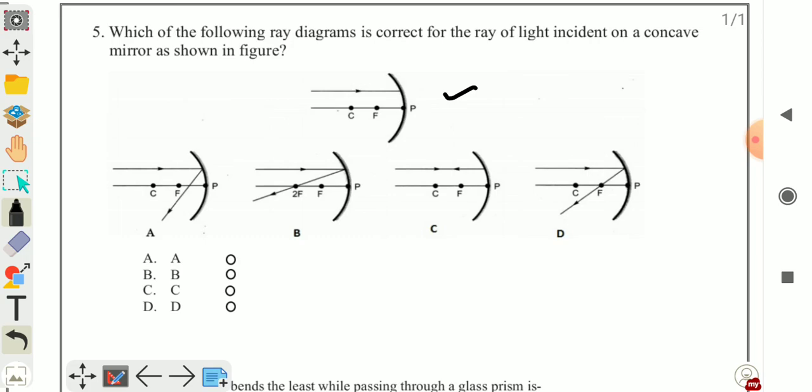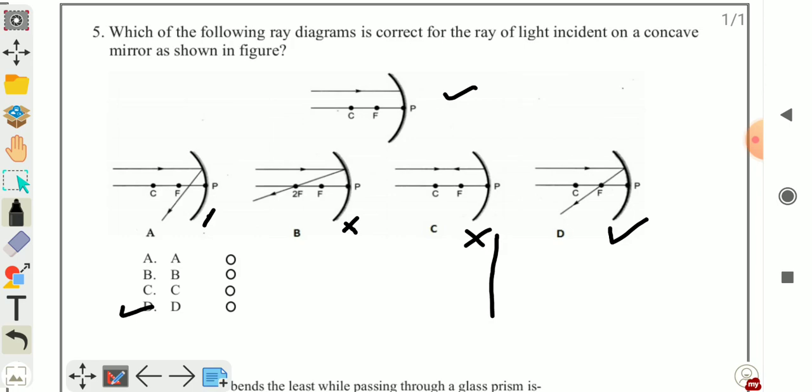So this is wrong. This is also wrong. C. Parallel to parallel, reflecting parallel after reflection, wrong. This one is correct. So you have to choose D. D answer is correct. When rays go parallel to the principal axis, after reflection the rays go through the focus of the principal axis. So D is the correct answer.